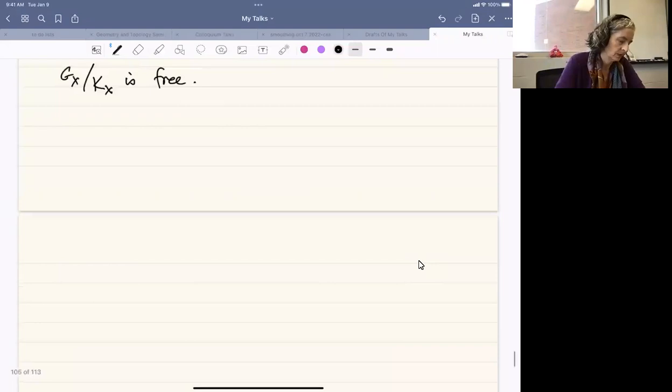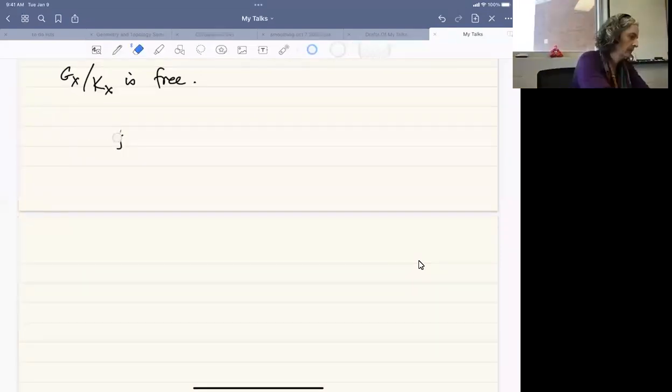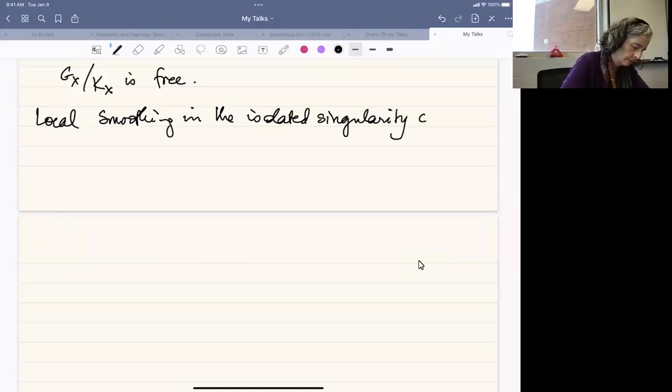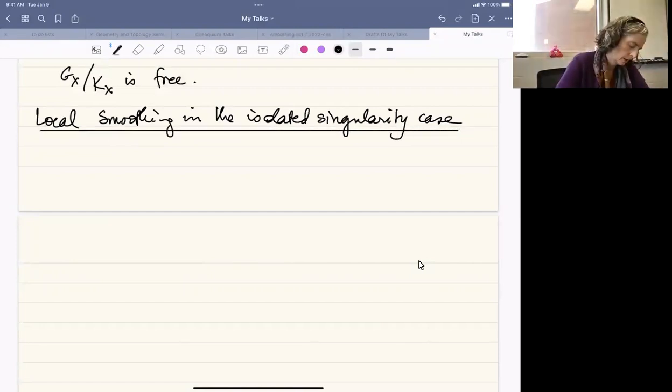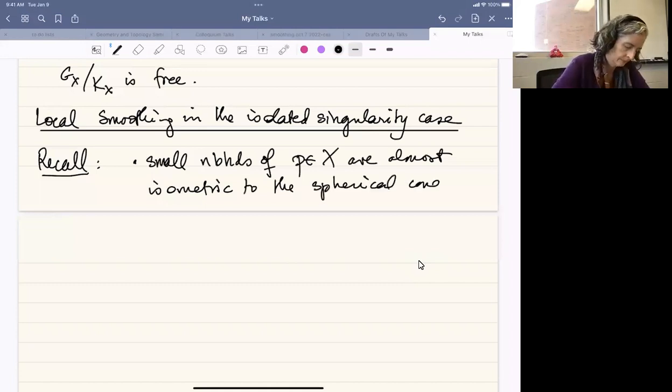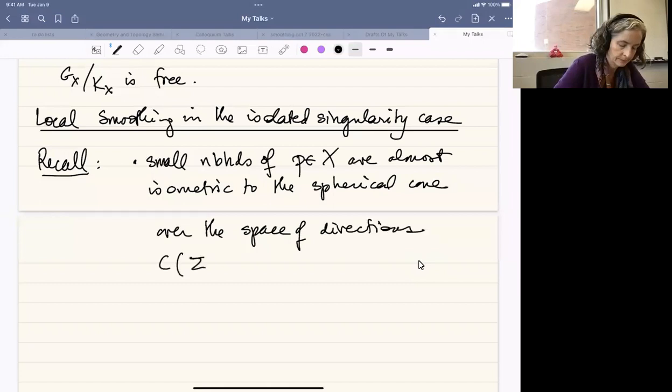So to start, I want to talk about local smoothing in the isolated singularity case. Okay, so I just want to recall a few facts. We know that small neighborhoods of points in my Alexandrov space are almost isometric to the spherical cone over the space of directions. So I'm going to write that C of Sigma_p.